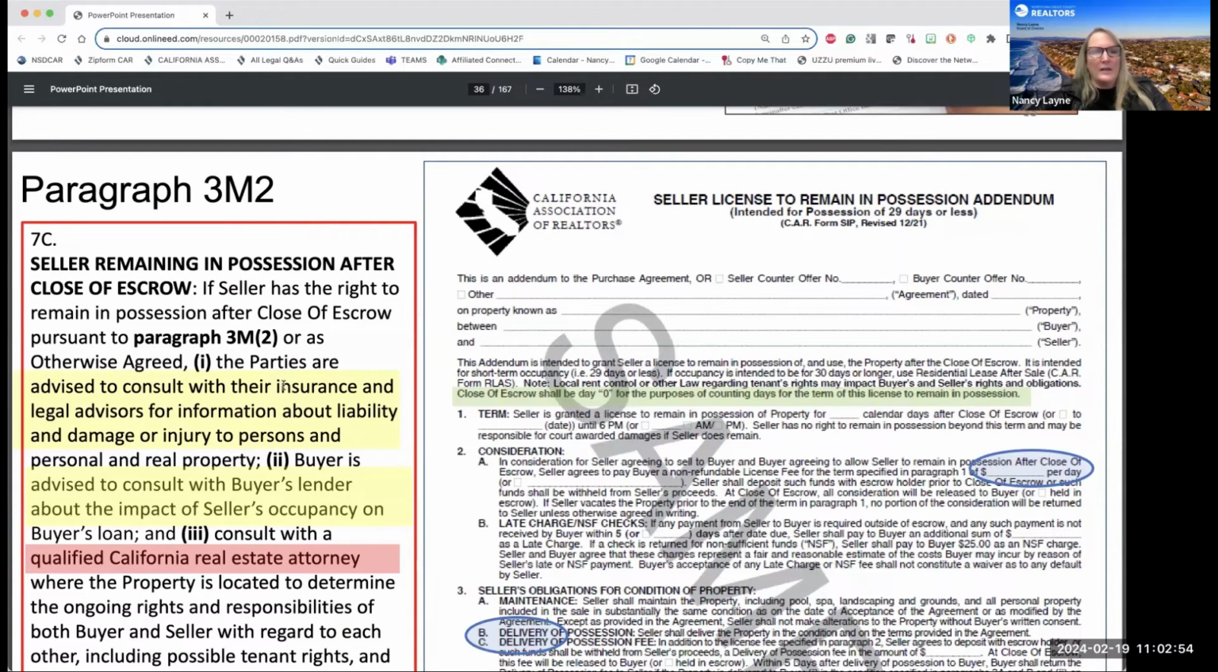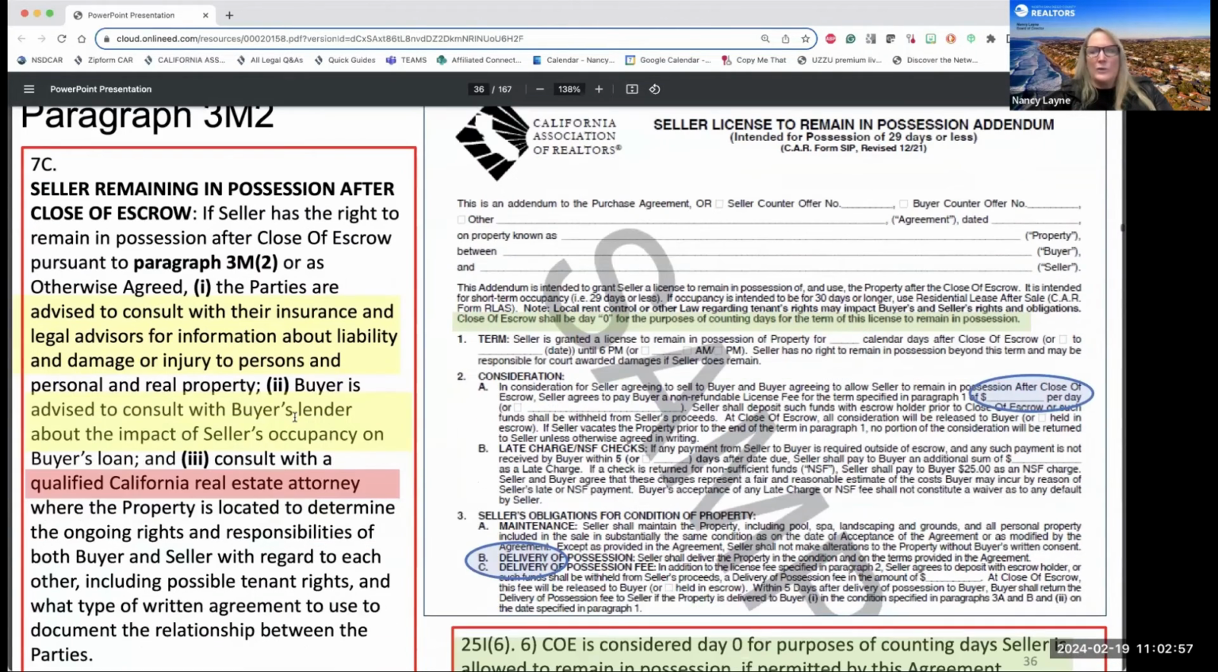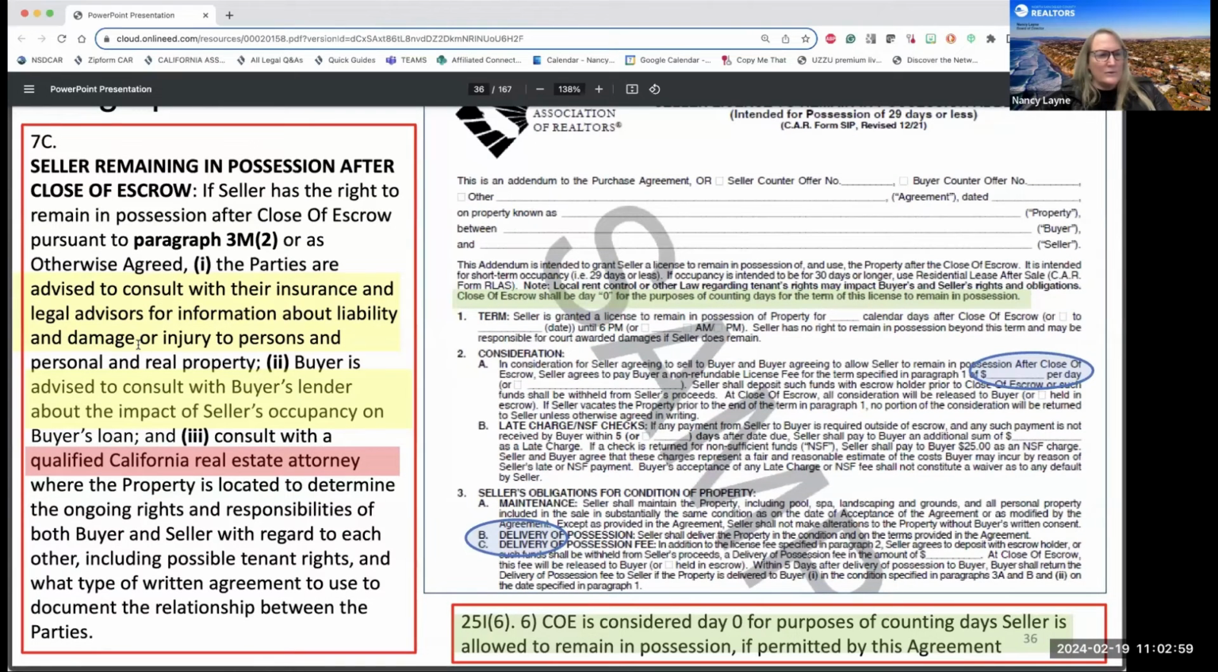So the seller remaining in the property after close of escrow, you want to make sure that their insurance is covered for them in that timeline. Especially if they're going to do an RLAS, you recommend to your clients that they speak to a qualified real estate attorney. Again, you're creating a landlord-tenant situation, which we know in the state of California can be fun.